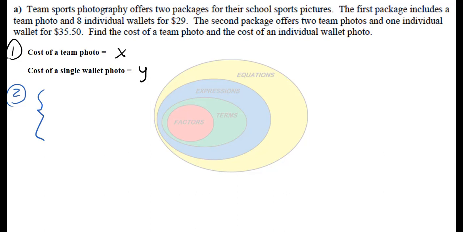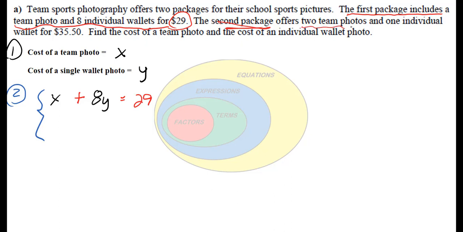So the system comes from basically the total cost of the first package. If they bought one team photo and 8 individual wallets, the cost would be a total of $29. So if I add the two together, I should get $29. So the cost of one team photo would be X, and then the cost of 8 individual wallets. Since one wallet costs Y, then 8 of them would be 8 times Y, and that total cost would be 29.